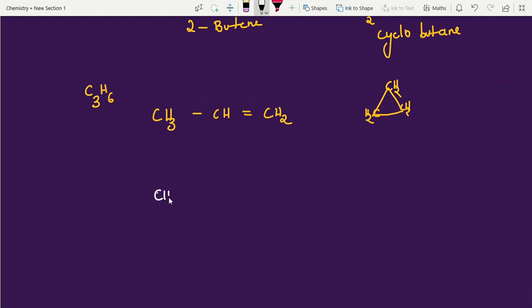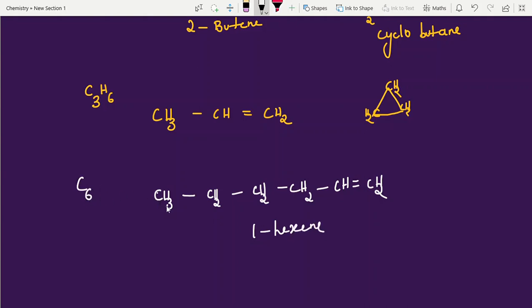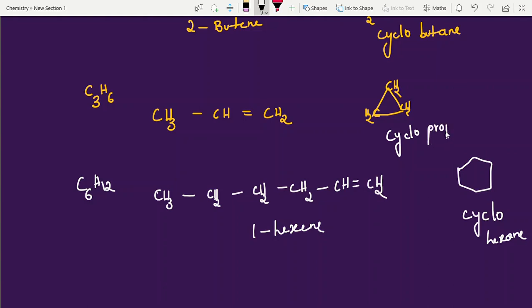Cyclohexane or else hexene. What is hexene? CH3, CH2, CH2, C, 1, 2, 3, 4, 5, 6. 1-hexene. 1-hexene, right? What is the molecular formula? C6H12. Cyclohexane. That's it. This is cyclohexane. With this ring chain isomerism is also completed. So structural isomerism is successfully completed, all the parts.